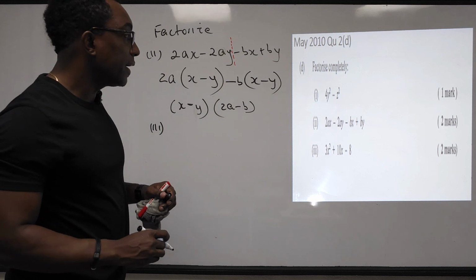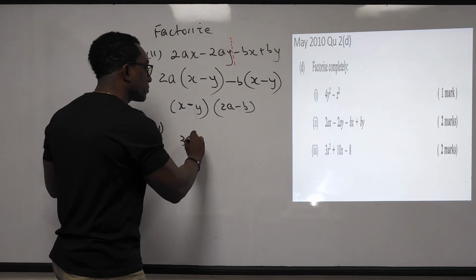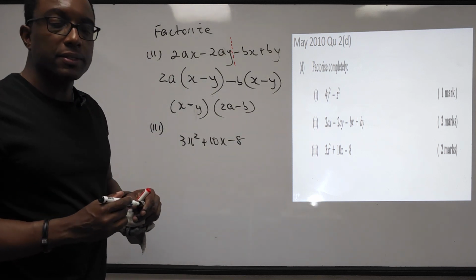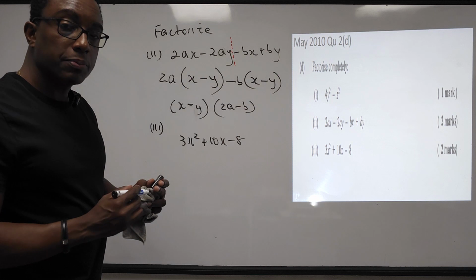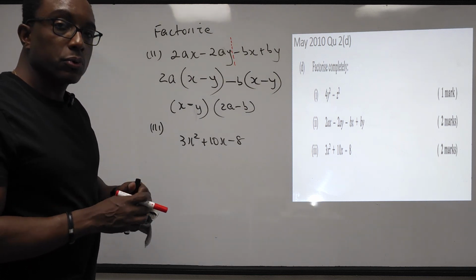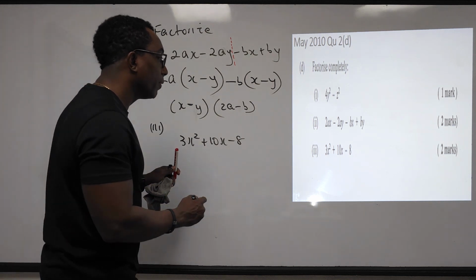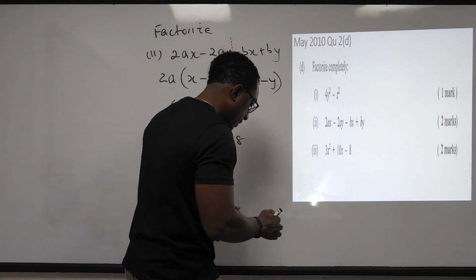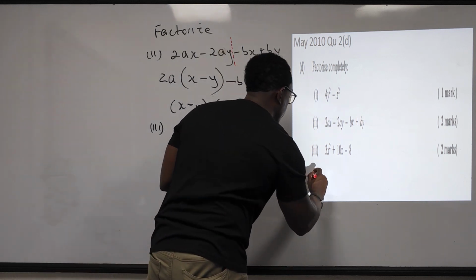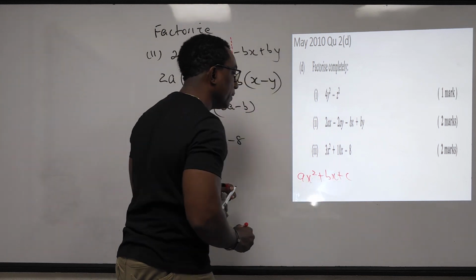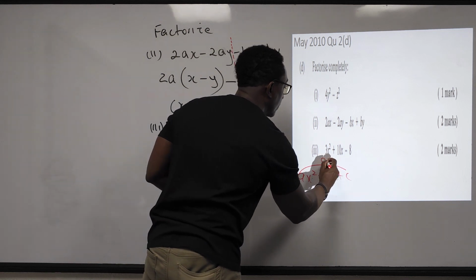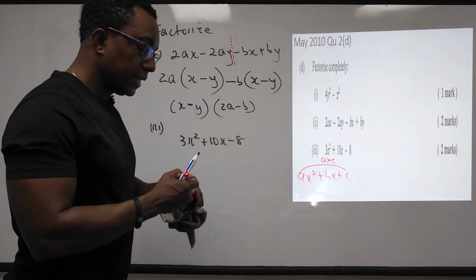They are asked to factorize 3x squared plus 10x minus 8. So the method of factorization we're going to apply to this expression will be the method of the quadratic expression. So what do we do? All quadratic expressions are of the form ax squared plus bx plus c. And what we're going to do is multiply a by c. So we start by multiplying a by c.